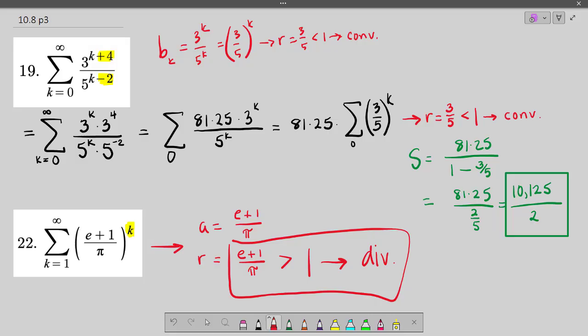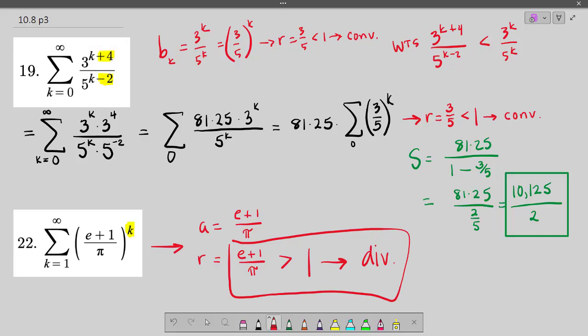So would we want to show that a sub k, the original, which is 3 to the k plus 4 over 5 to the k minus 2, is less than or greater than the b sub k? Less than. So we would have to be able to do this for it to all work out, which may or may not. It's not as intuitive to decide.